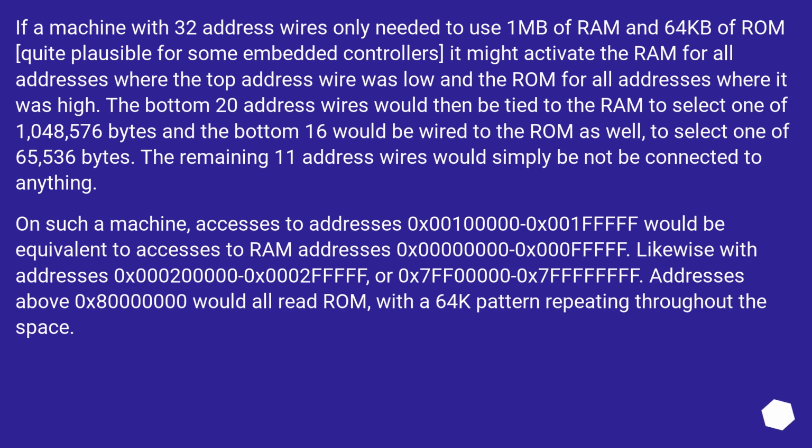On such a machine, accesses to addresses 0x00100000 to 0x001FFFFF would be equivalent to accesses to RAM addresses 0x00000000 to 0x000FFFFF. Likewise with addresses 0x00200000 to 0x002FFFFF or 0x7FF00000 to 0x7FFFFFFF. Addresses above 0x80000000 would all read ROM, with the 64K pattern repeating throughout the space.